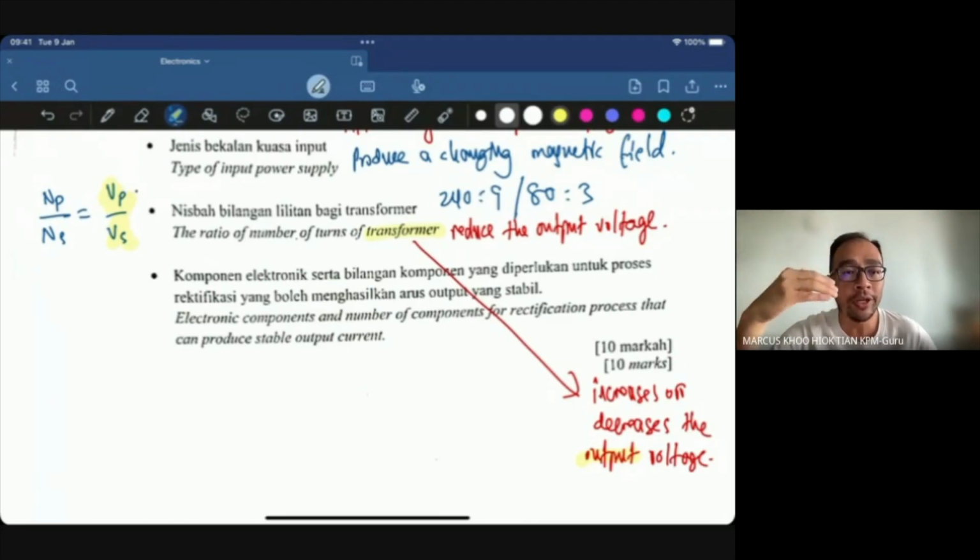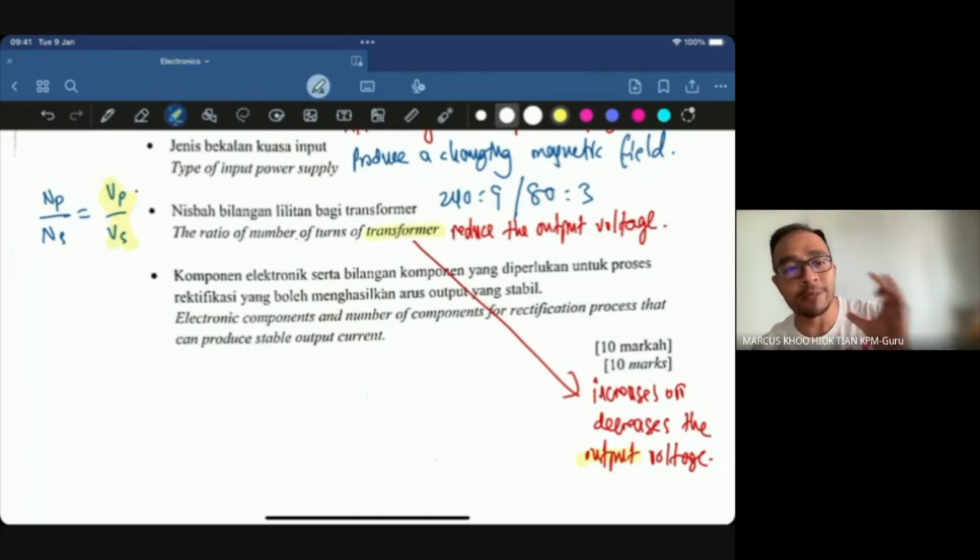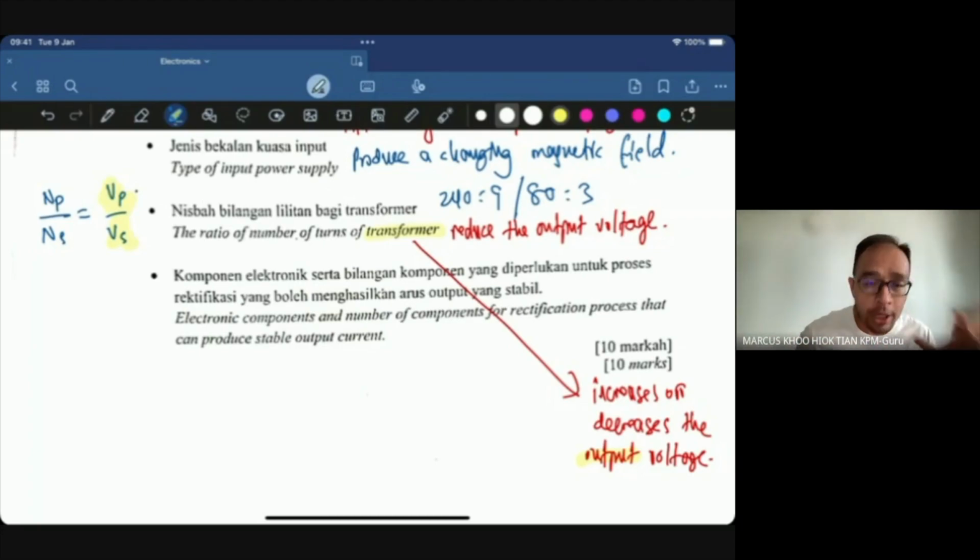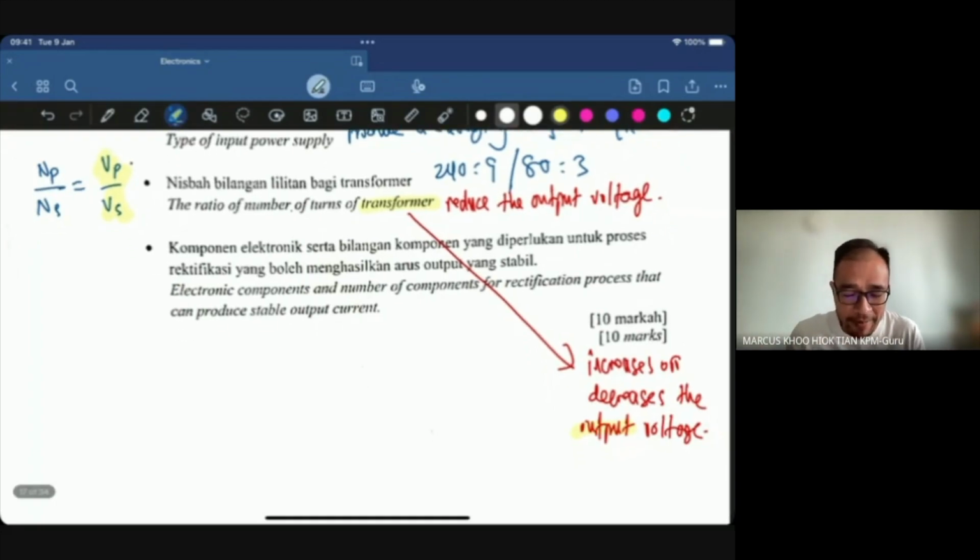Okay, increasing or decreasing the output voltage. And the reason why I'm emphasizing this is because the word output must be there. In case the question comes out, make sure that you write the word output. Okay, anyway, let's come back to the question.